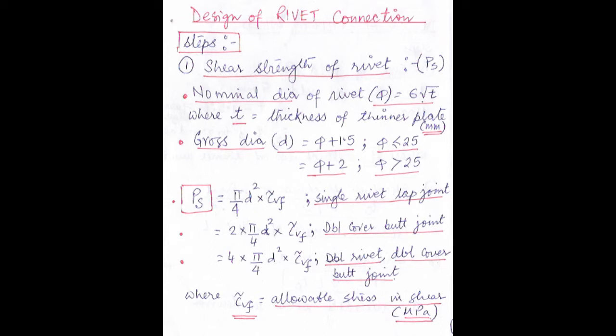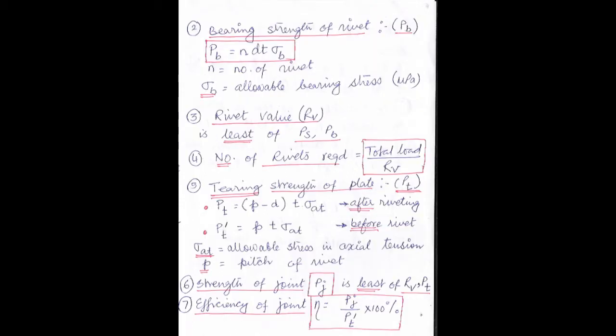Step number 2, we have to find out the bearing strength of the rivet, which is denoted as PB. So PB is equal to N d T into sigma B. Let us look at the meaning of this notation. N is the number of rivets. d we already know, that is the gross diameter. T is the thickness of the thinner plate. Sigma B is the allowable bearing stress. That is also in MPa, Newton per mm square.